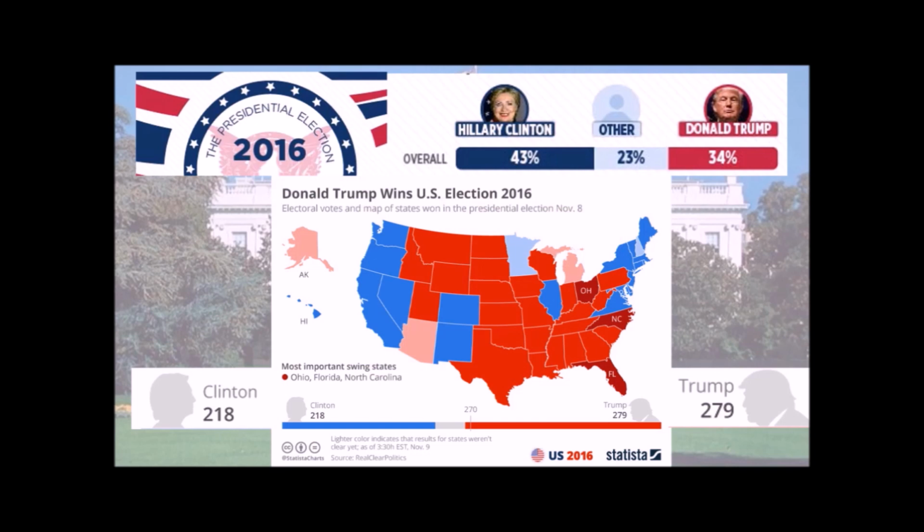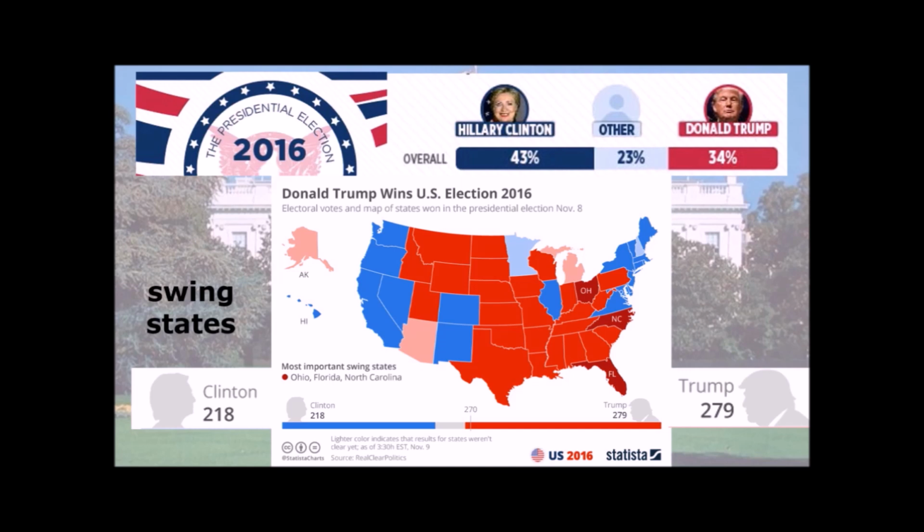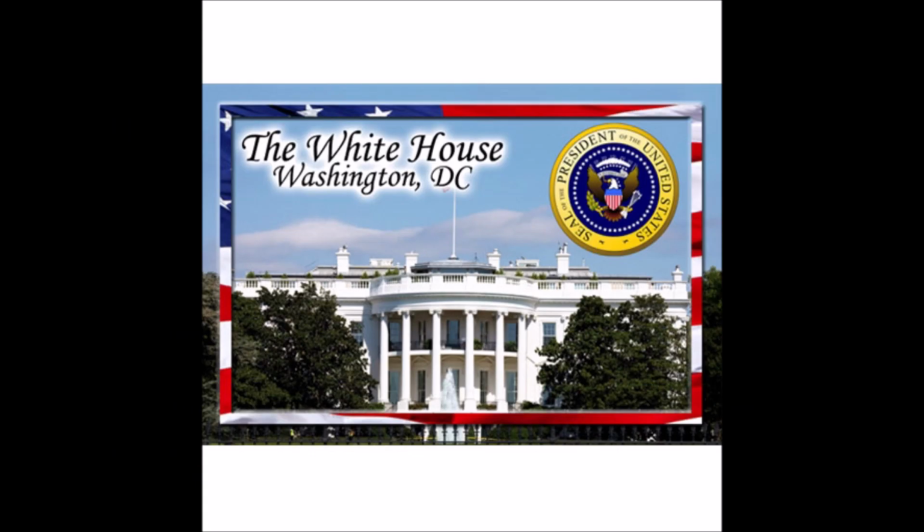However, as can be seen on the map below, the majority of electors created the phenomenon known as swing states, states that voted for one party in an election and for the other party on the next. In the case of the 2016 election, the states of Ohio, North Carolina, and Florida, respectively with 18, 15, and 29 electors, were decisive in the final results of the election.